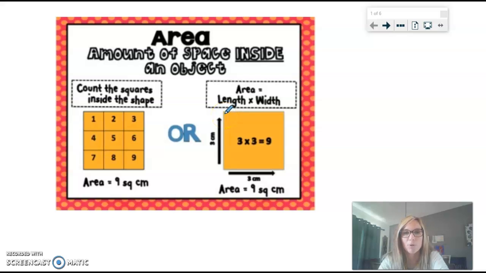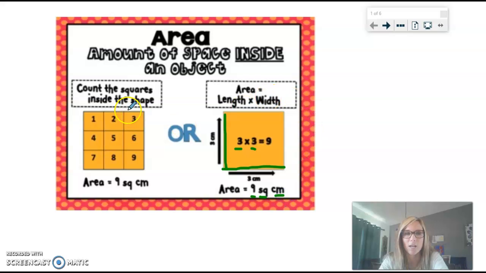So this shape right here is a square. So we know with squares, all sides are the same. So we see that this side over here is 3 centimeters long, so they wrote a 3. And the other side, obviously, since it's a square, is also 3 centimeters long. So then to find the area, you take those two numbers and you multiply them. And 3 times 3 is 9. So the area of this shape right here, the square, is 9 square centimeters.